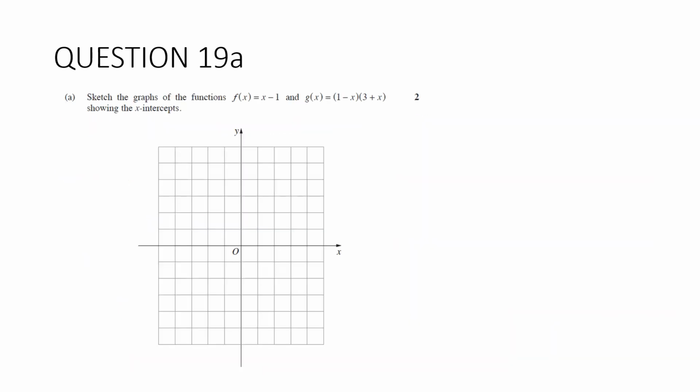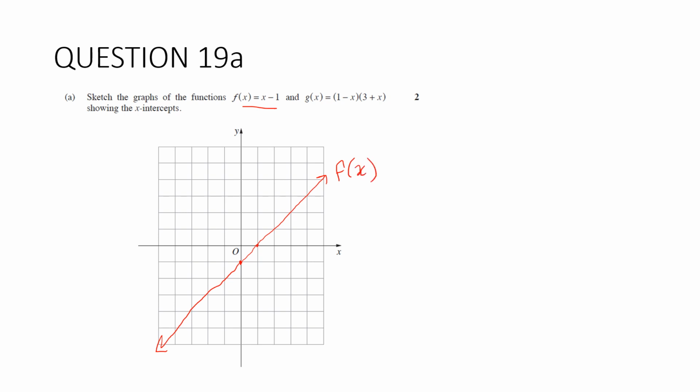19a, sketch the graphs of the functions f of x equals x minus 1 and g of x is equal to 1 minus x, 3 plus x, showing the x-intercepts. So let's start with this one. It's a straight line. It's going through 0, negative 1 and 1, 0. So let's just draw that up. It looks like this. So that's f of x.